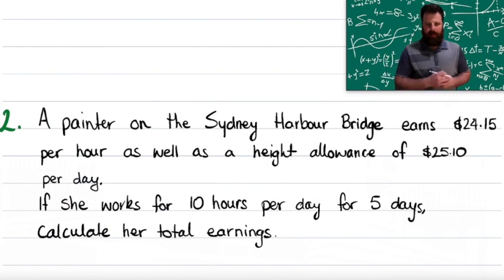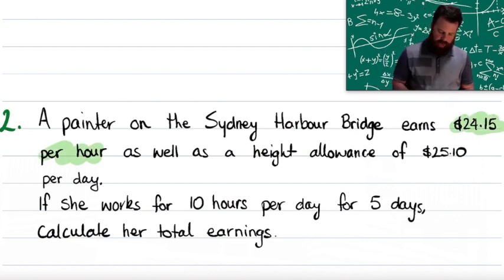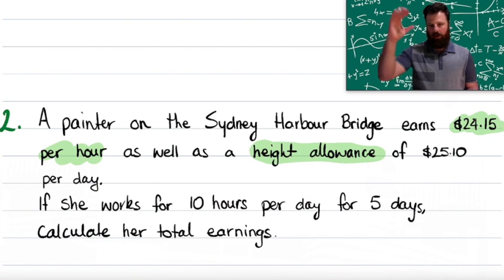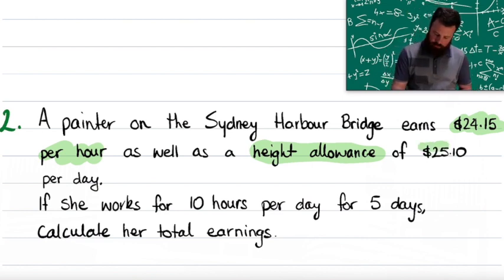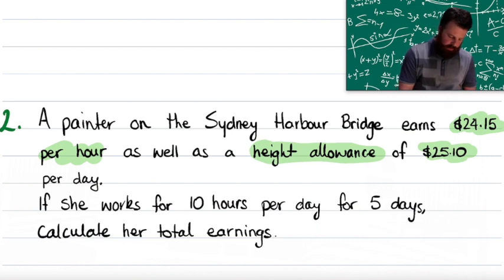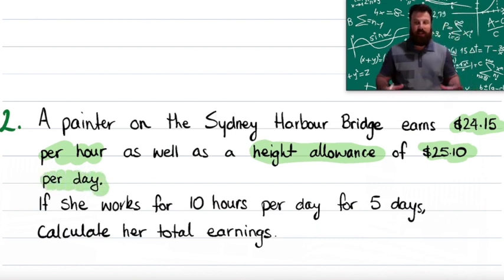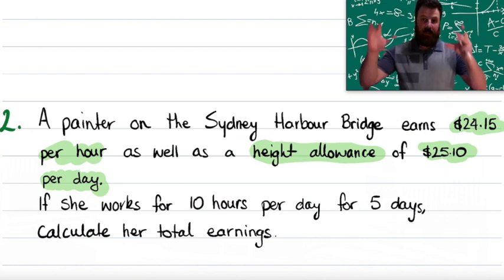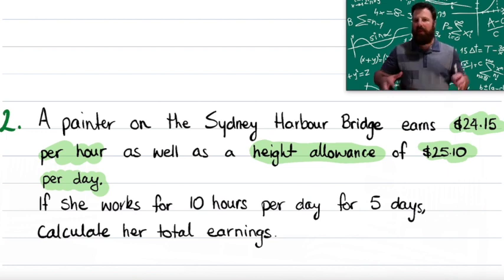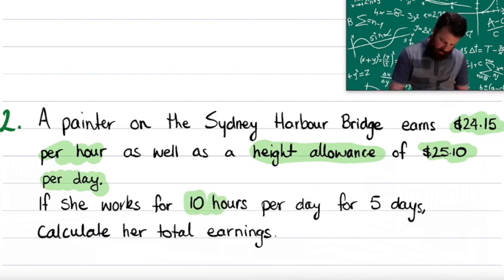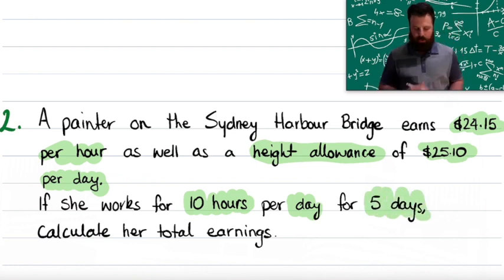Example 2. A painter on Sydney Harbour Bridge earns $24.15 per hour, as well as a height allowance. You can imagine working up on the Harbour Bridge, quite high, and that is $25.10, but this one says per day. So for every day this person is working on the Harbour Bridge, they're getting paid $25.10 just to be up there at that height, and then on top of that, whatever hours they work. She works for 10 hours a day for 5 days. What were her total earnings?